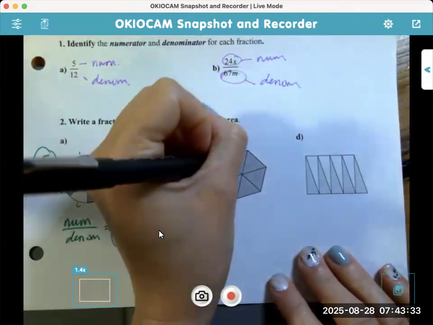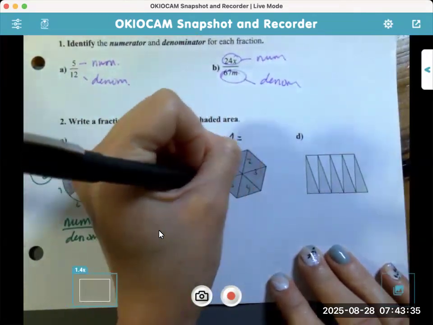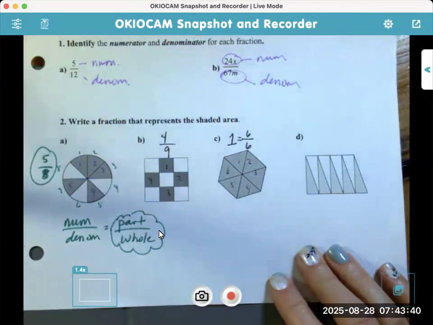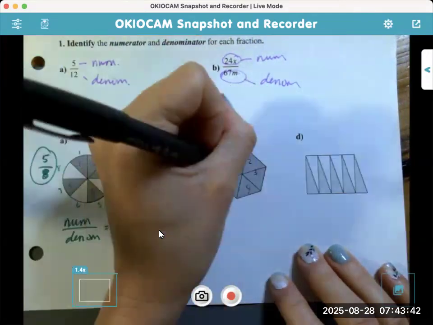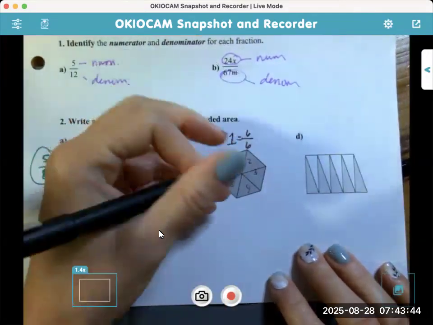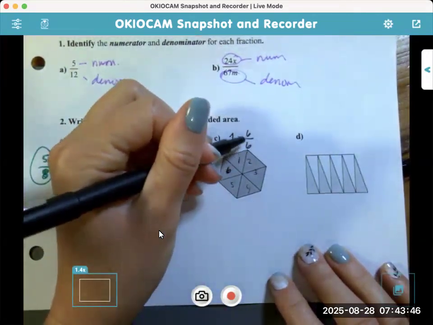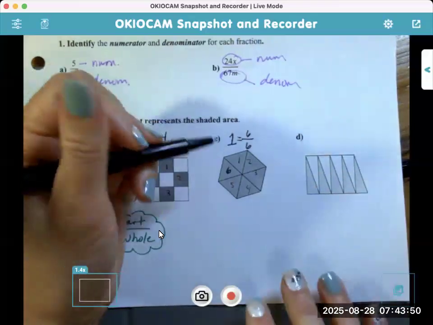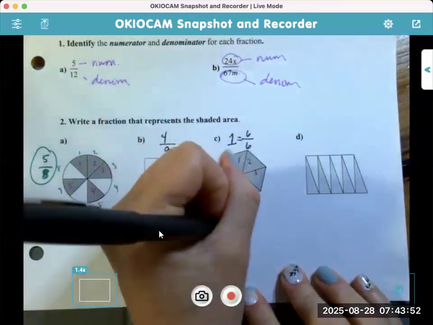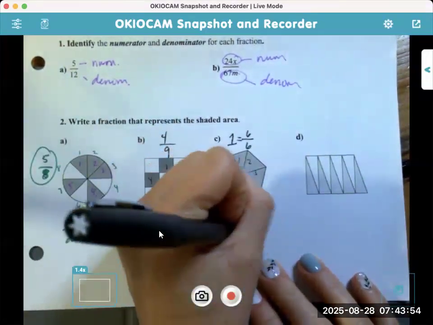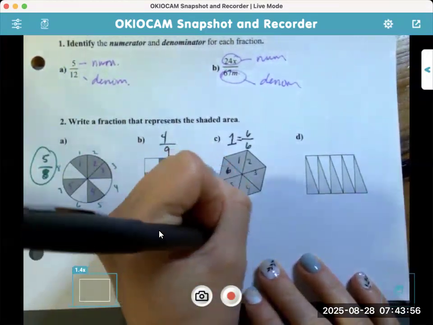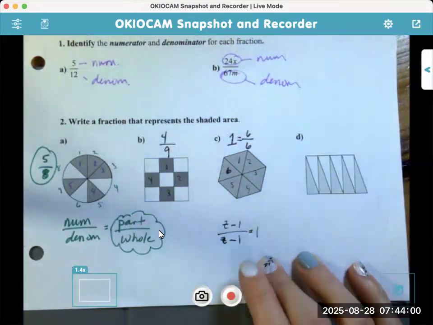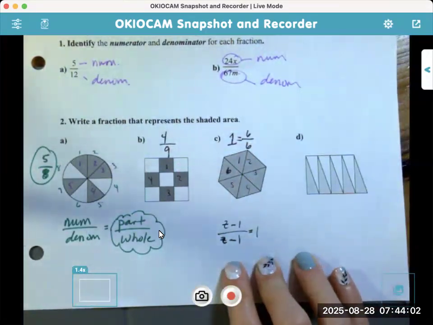1, 1, 2, 3, 4, 5, 6. 6 over 6. Anything over itself is 1 because it implies that no matter how many pieces you have, you've taken them all. So you've taken the whole thing. So anything over itself, even if it's like z minus 1 over z minus 1, generally speaking, is still equal to 1. And we get into those properties on the next page.